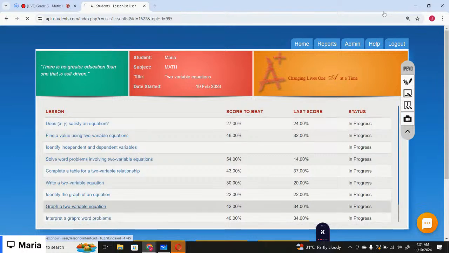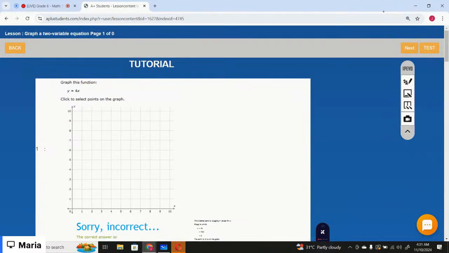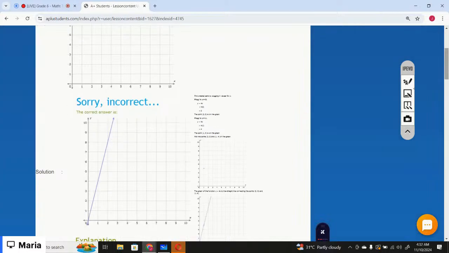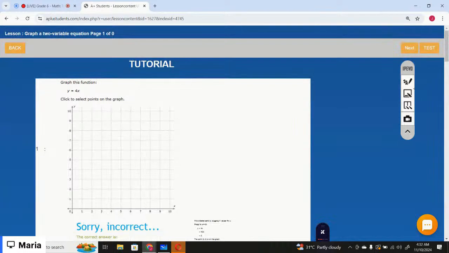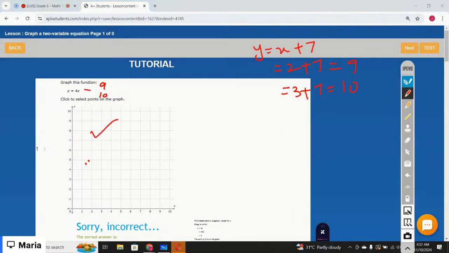Graph a two variable equation. Okay, graph this function. You are given the function that is y equals 4x, right? Now we're going to learn how do we graph a function. You need to put the table of values on the graph. So start with different values of x and make a table.